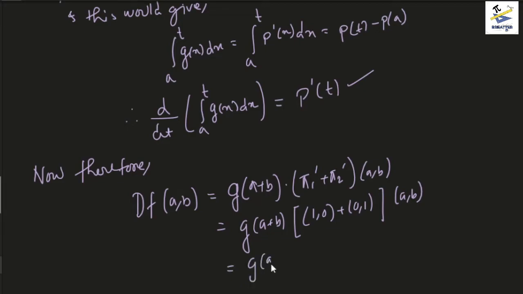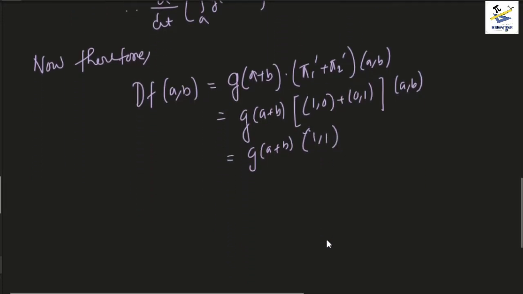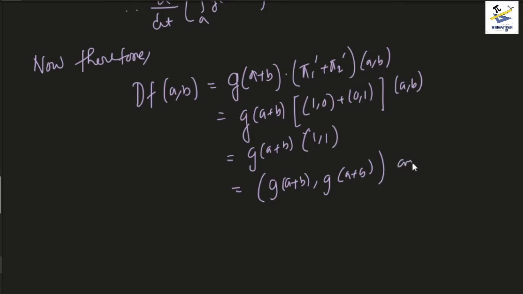So g of a plus b times (1, 1), which is (g of a plus b, g of a plus b), which is the derivative of f at the point (a, b). So this would sum up the answer.